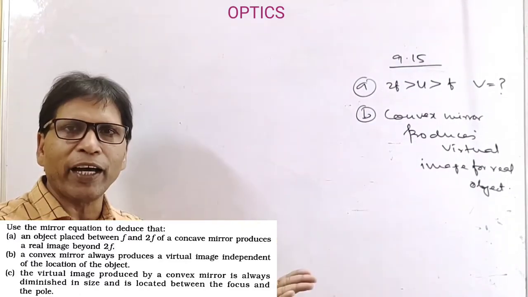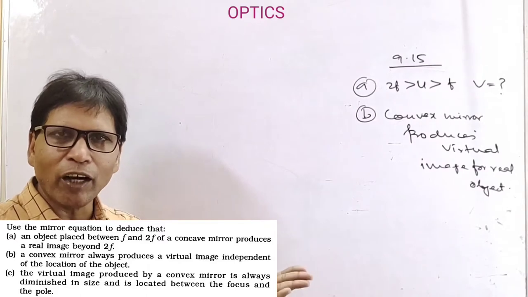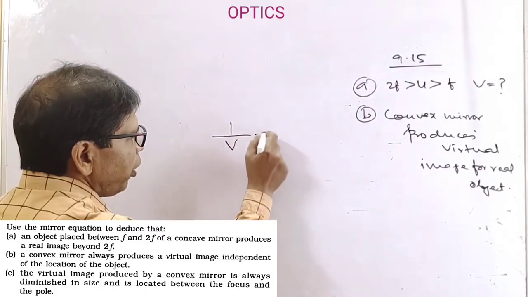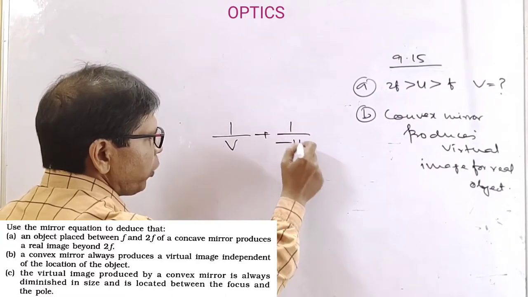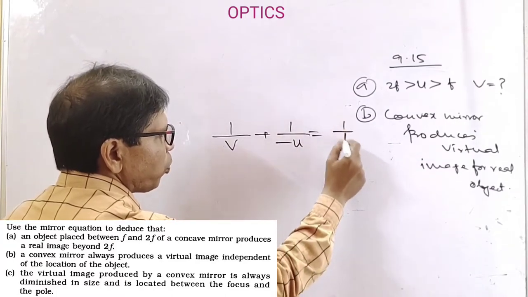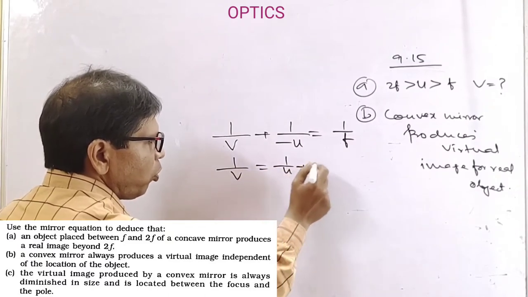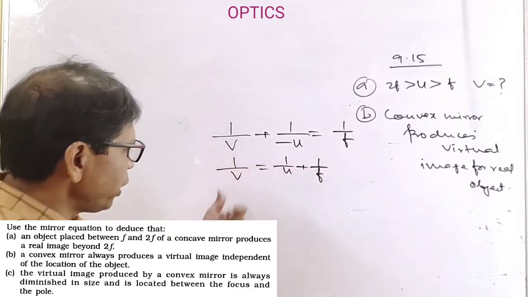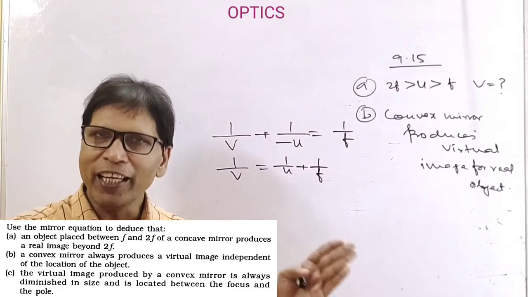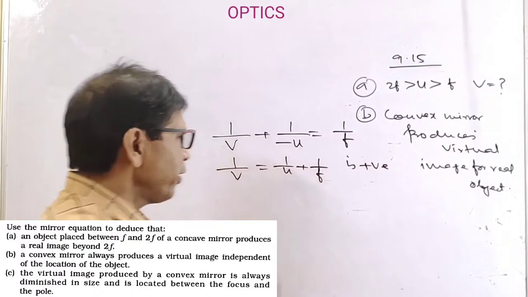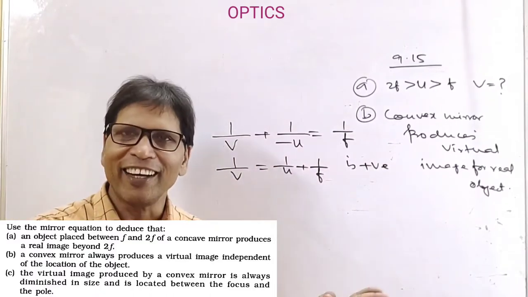For a convex mirror, the focal length is positive. So look at this, this is the 1 by V. For a real object, U is negative, and this is the 1 by F, positive. So look at this, 1 by V equal to 1 by U plus 1 by F. Look at this, from this condition, V is positive. If V is positive, then the image is virtual.